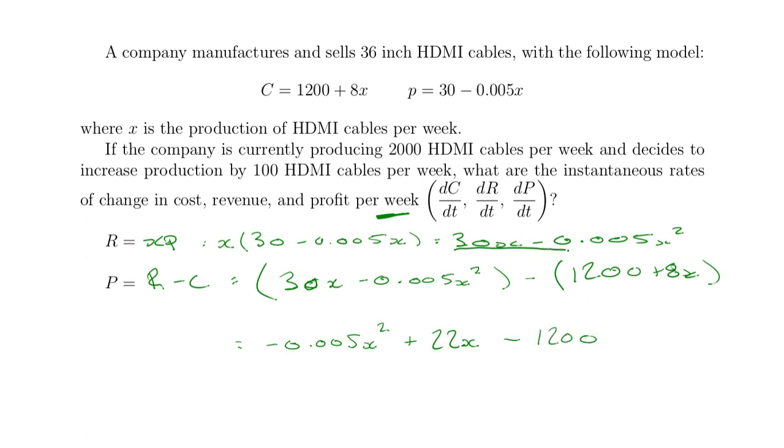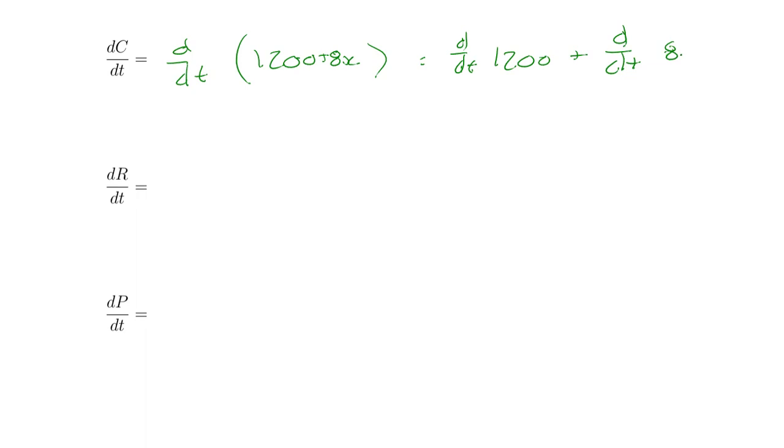So here's our revenue, here's our profit. What we can do now is find these derivatives with regard to time. So this is how we'll do this. We're going to say dC over dt is just the derivative of the total cost function, which we said was 1,200 plus 8x. Notice that we're looking at the derivative with regard to time, so x is going to be a function. So we're going to look at the derivative of 1,200. That's going to be d over dt of 1,200 plus the derivative with regard to t of 8x.